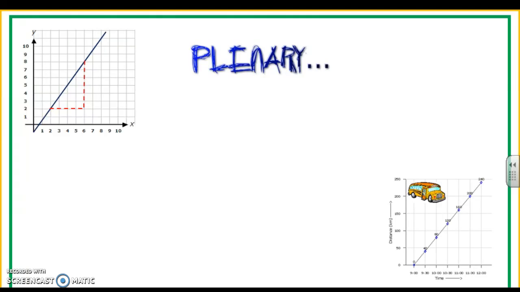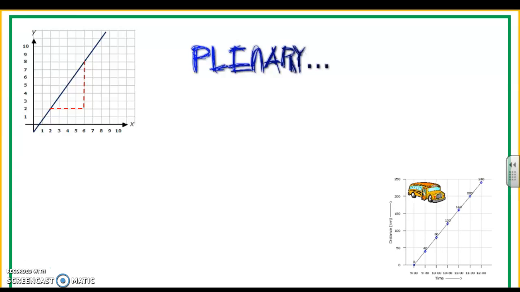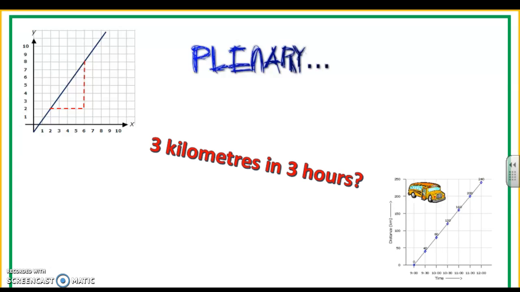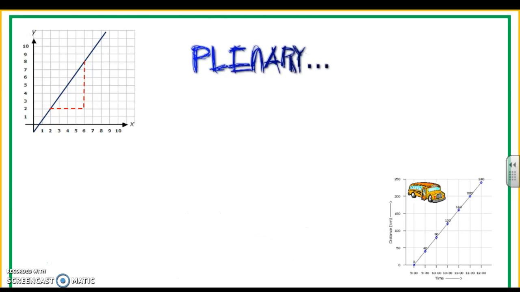Okay, this has some questions for you. I'm just going to flip through the questions. You can take a look at them. How fast would you be traveling if you covered 60 miles in 2 hours? So what would your speed be? Answer is 30 miles per hour. 3 kilometers in 3 hours? 1 kilometer per hour. 10 kilometers in 15 minutes, 40 kilometers per hour. Again, 15 minutes is a quarter of an hour, so dividing by 1/4 is the same as multiplying by 4. 210 miles in 3 hours, you're going to do 210 divided by 3. That gives you 17 miles per hour.